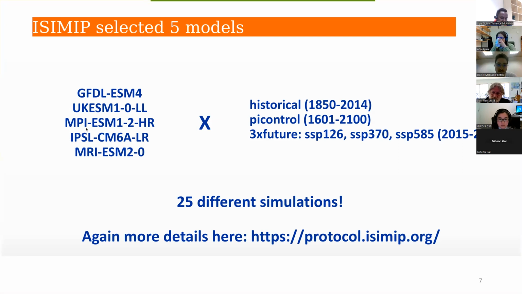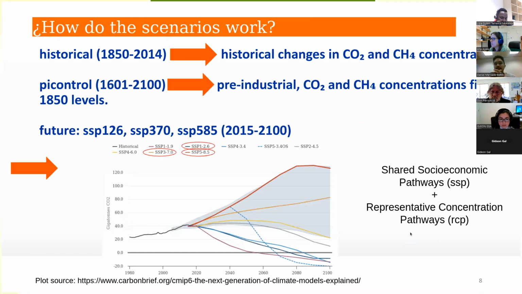Then we have these 5 models, and of course the 5 scenarios: historical, PI control, and the 3 for the future. At the end, we have 25 different simulations. And you can also see all the details again here at protocol.isimip.org. Then how do the scenarios work?